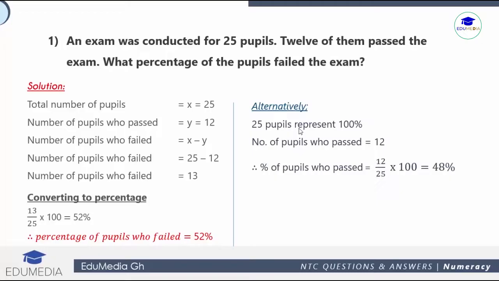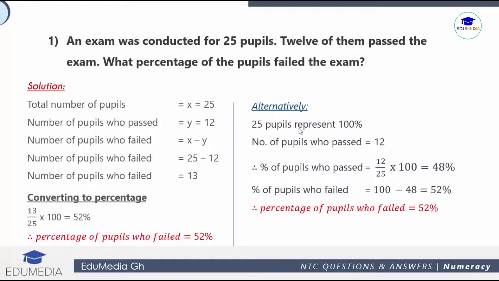Since we know that the percentage of the total number of pupils in the class is 100%, and the percentage of the pupils that passed is 48%, all we need to do is take 100% minus 48%, and that gives us 52%. So the percentage of pupils who failed the examination is 52%. Whichever method you use, you will still arrive at the same answer.